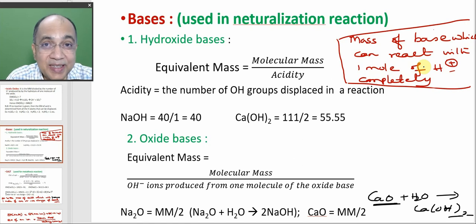If it is an acid, what mass of the acid will produce 1 mole of H plus ions? If it is a base, how much of the base will produce 1 mole of OH minus ions, or conversely will completely react with 1 mole of H plus ions, right? And similarly, we shall see for salts.